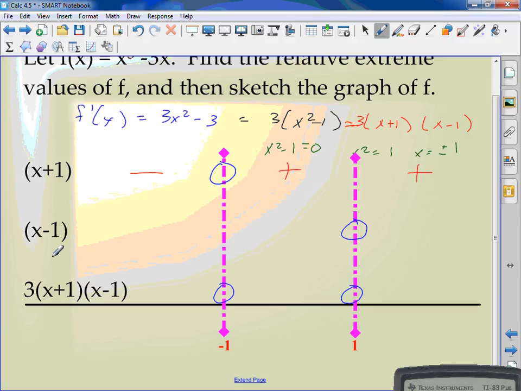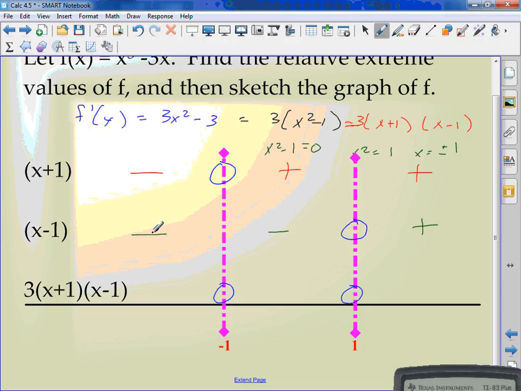Now for the x minus 1. Give me a number less than 1. 0. What's 0 minus 1? Negative 1, so it's negative. Everything less than this 0 is negative, which means everything above it is going to be positive, because 2 minus 1 is 1. We okay up to now?